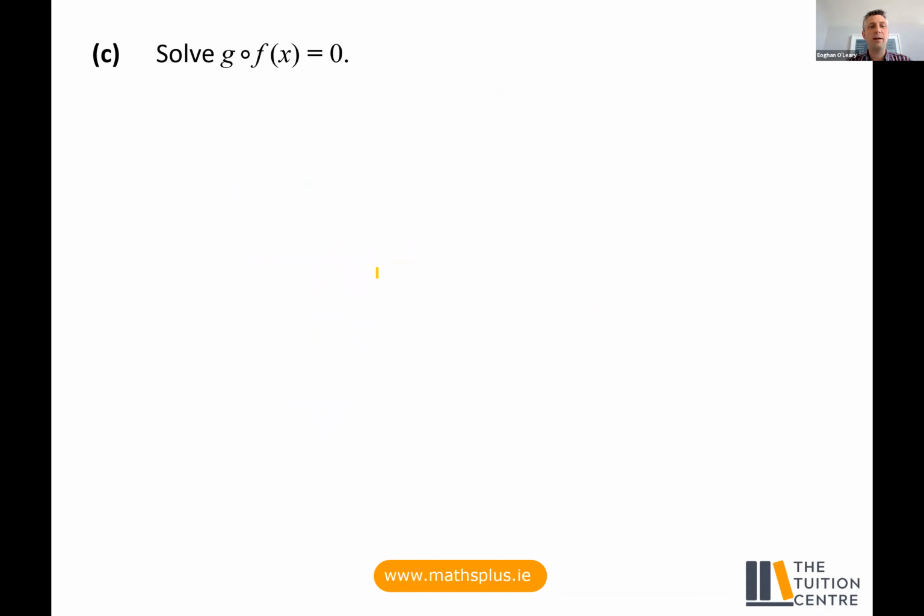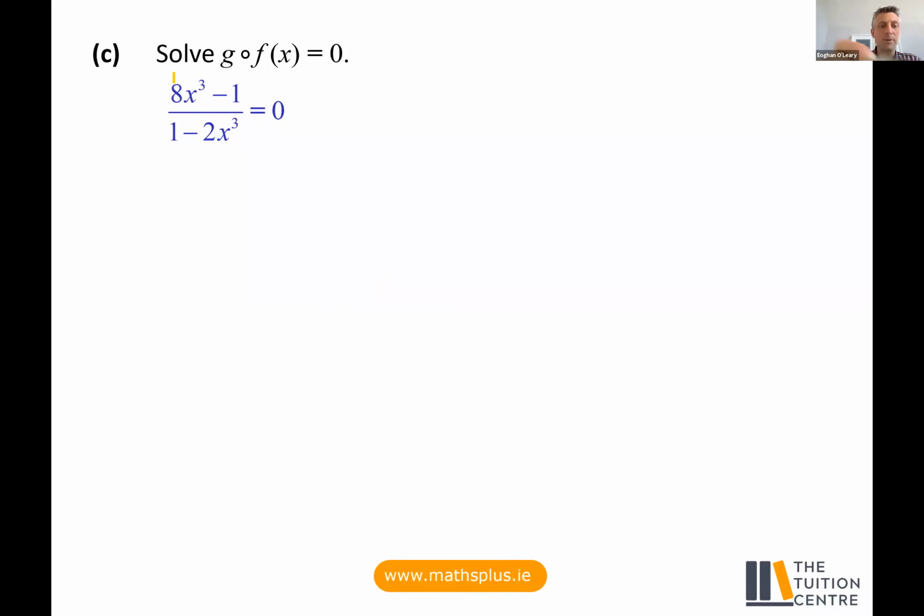Then solve g after f of x equals 0. Now, here's the thing. You actually had this information that g after f of x was 8x cubed minus 1 all over 1 minus 2x cubed. So you could have continued from there and gotten the answer without ever actually getting part B.